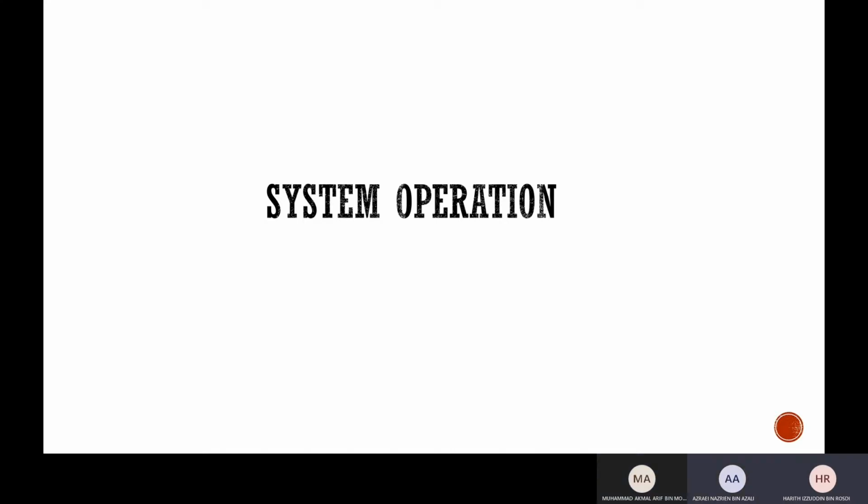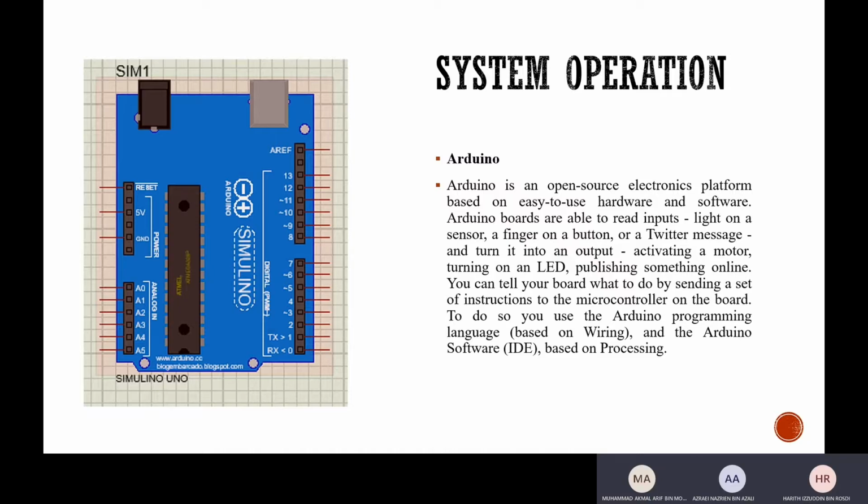Okay, for the system operation, first is Arduino. Arduino is an open source electronic platform based on easy to use hardware and software. Arduino boards are able to read inputs like a light on a sensor, a finger on a button, or a Twitter message, and turn it into an output, activating a motor, turning on an LED, publishing something online. You can tell your board what to do by sending a set of instructions to the microcontroller on the board. To do so, you use the Arduino programming language based on Wiring and the Arduino software IDE based on Processing.